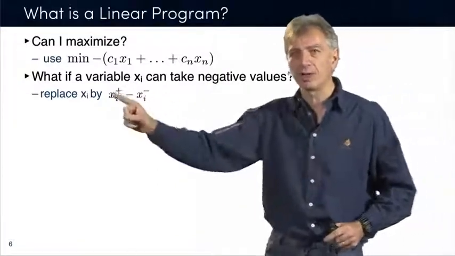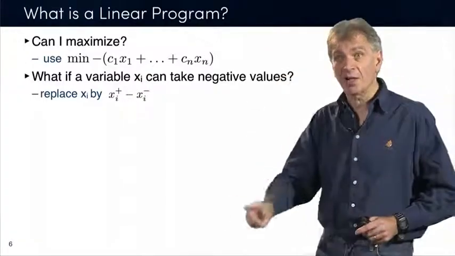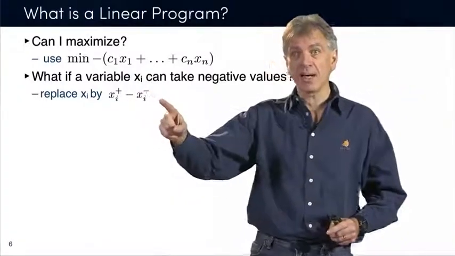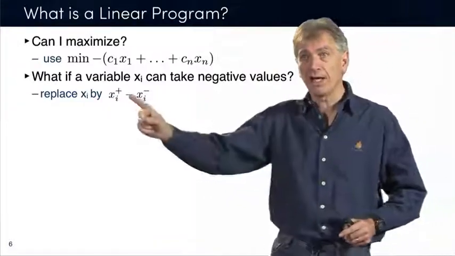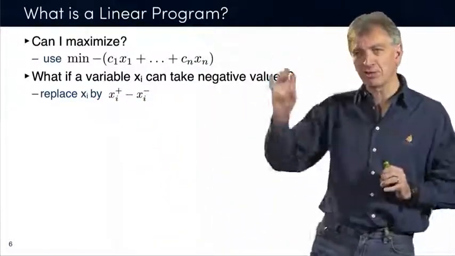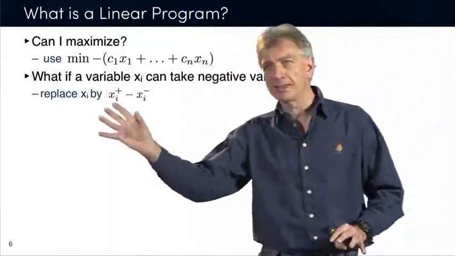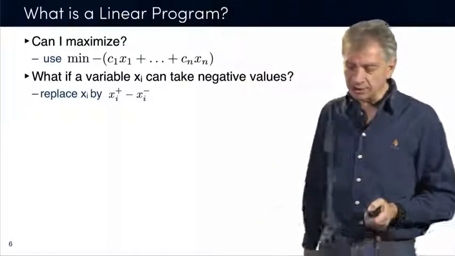If you want a positive value, give it to xi plus, and the other term can be 0. If you want a negative value, give a positive value to xi minus, a 0 to xi plus, and you get a negative value. So in a sense, very easy: you have a variable that can take both positive and negative values, and you replace it by this term everywhere inside the linear program.